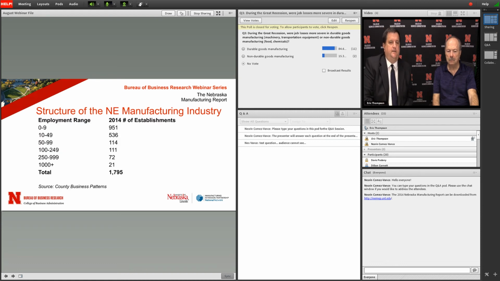Let's look a little bit at the size of Nebraska manufacturers as measured by employment. There's nearly 1,800 Nebraska manufacturers that are employer establishments. They may not have employees at every moment, but sometimes they do have employees, and most of them, of course, have employees all the time. You can see more than half of the establishments have between 0 and 9 employees at any given time. About a quarter have between 10 and 49 employees. So small employers and mid-sized employers are a big part of this industry.